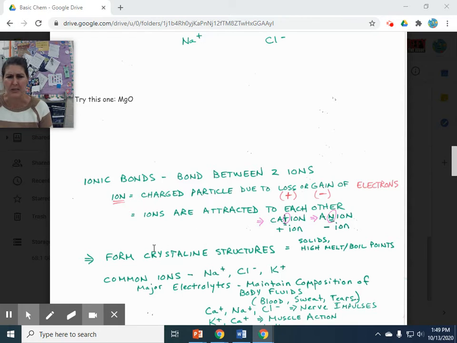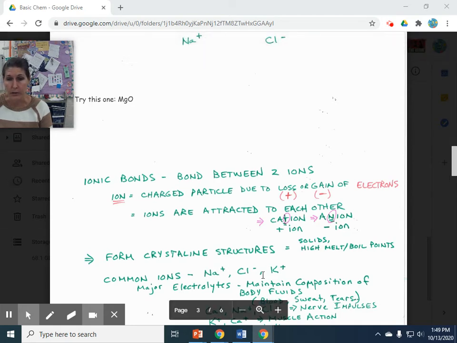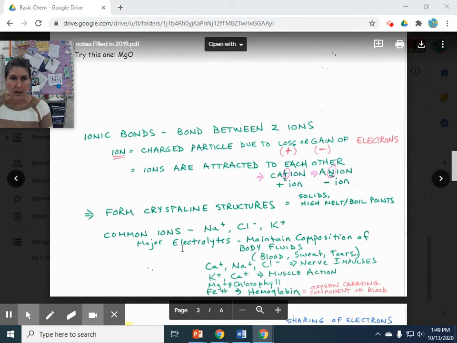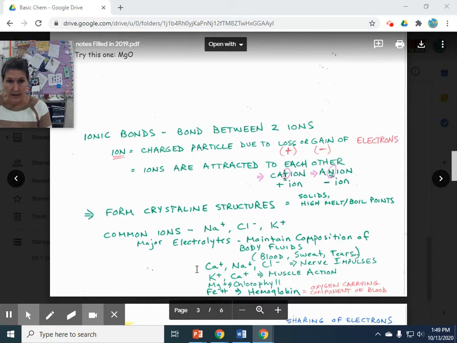Think like table salt. Okay, that's a huge ionic bond, sodium chloride. Common ions that we see within the body, not only sodium and chloride, but also potassium. Major electrolytes maintain the composition of body fluids, such as sweat, such as blood, such as tears. Calcium, sodium, chlorine, they help with nerve impulses.